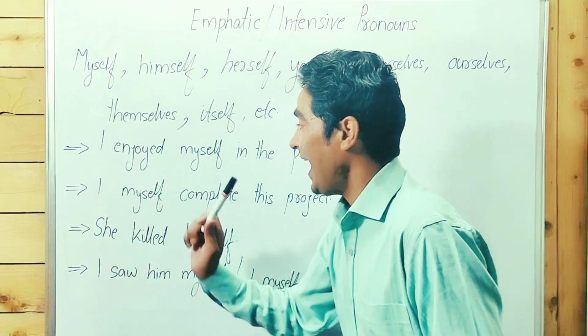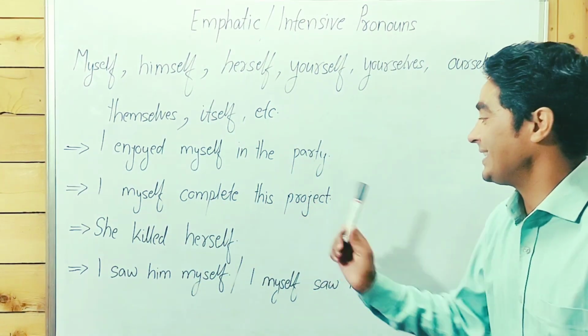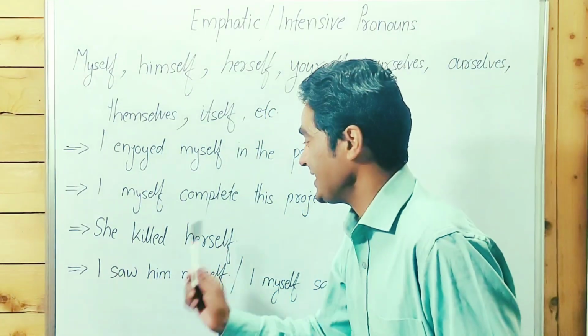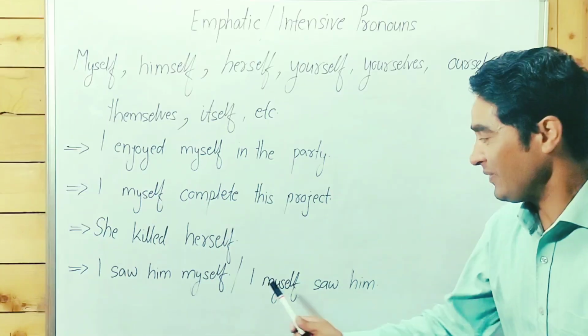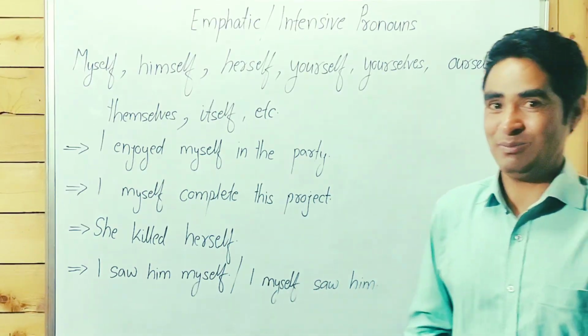Second sentence, I myself complete this project. Third, she killed herself. Fourth, I saw him myself. Fifth, I myself saw him.